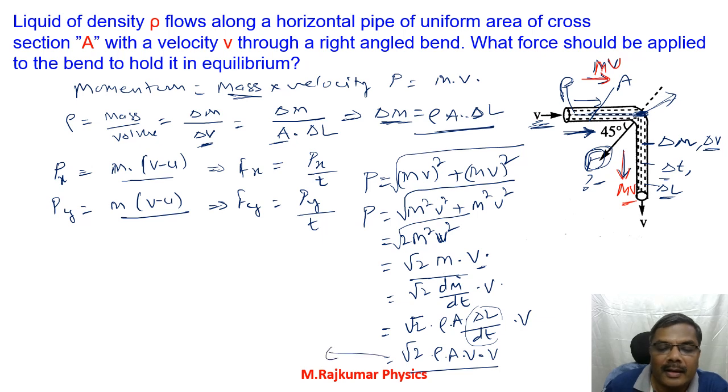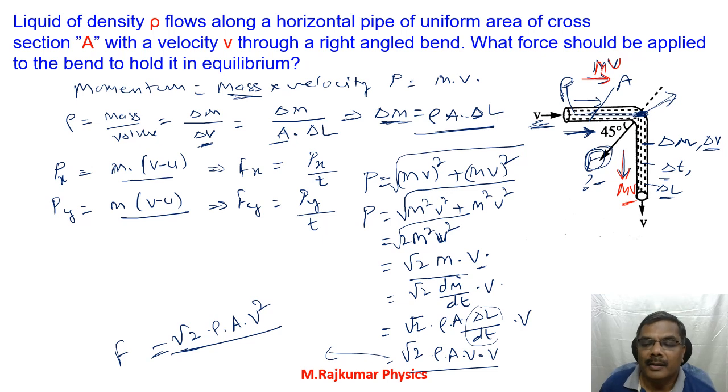So this one I can write as root 2 into rho into a into v square. So this is the force developed. This is the amount of force developed on the pipe while the pipe is turning 90 degrees. If the pipe is turning at some other angle, say 45 degrees or 60 degrees, the force will be different.